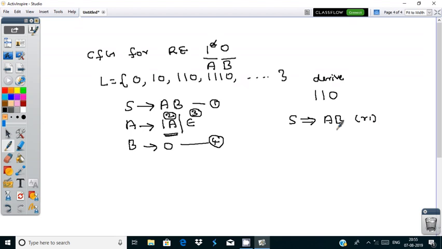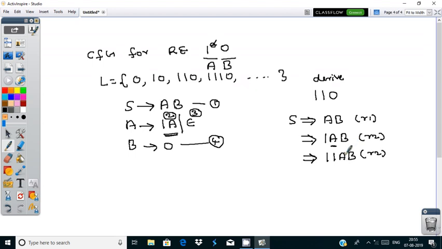So rule number 1. Now A has to be generated 2 times, so you have to apply rule number 2. If A is replaced by rule number 2, the answer becomes 1A B. And you need one more 1 over here. Which rule generates 1 here? Rule number 2 once again. So this A has to be replaced by 1A. So again 1 1 A B, and this is rule number 2.